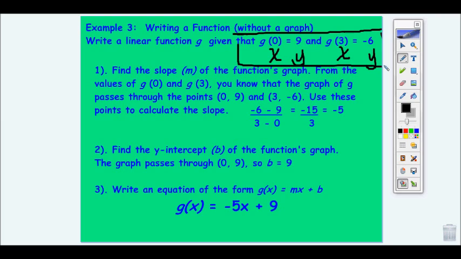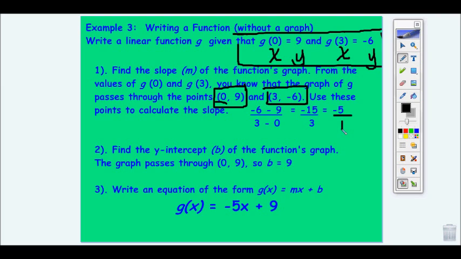So if we have to find the slope, we're going to look at them as coordinate points. So just as I labeled them, 0 is x, y is 9. Here's our first coordinate point here, and our second coordinate point is here. We're going to find the difference between their y's and the difference between our x's. We end up with -15/3, which we can reduce to -5/1. We can write that as simply -5 as well.